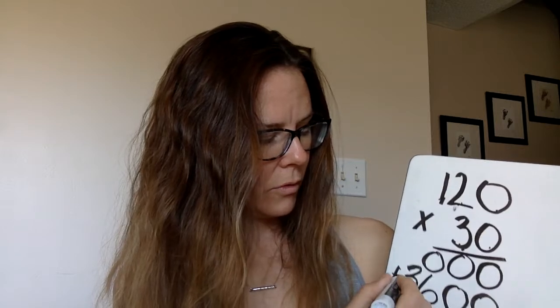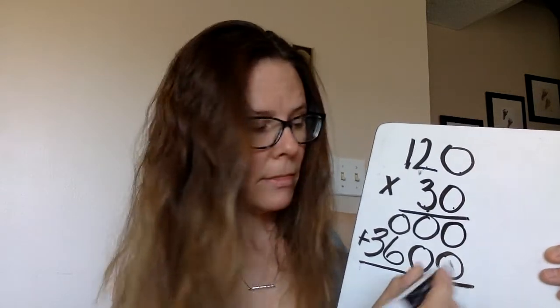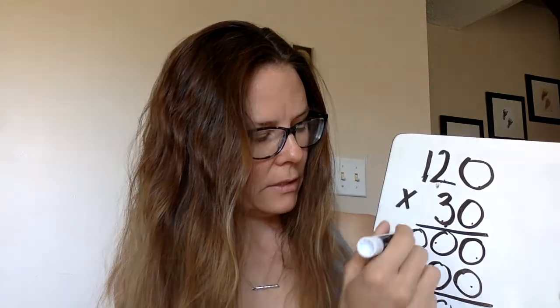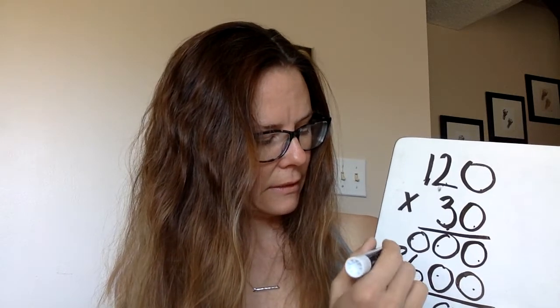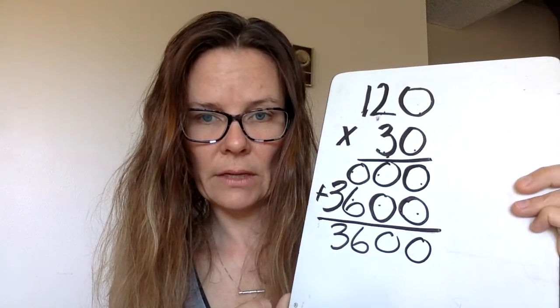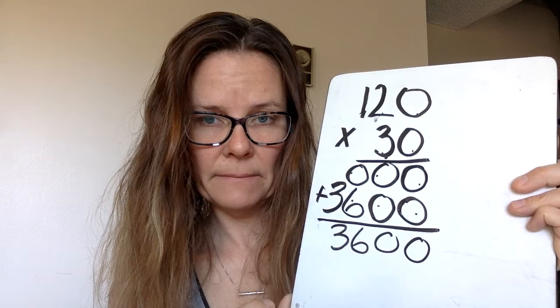And this is then where we add it all up. 0 plus 0 is 0. 0 plus 0 is 0. 0 plus 6 is 6, and 3 there. So there's your answer right there. Do we understand what we just did?